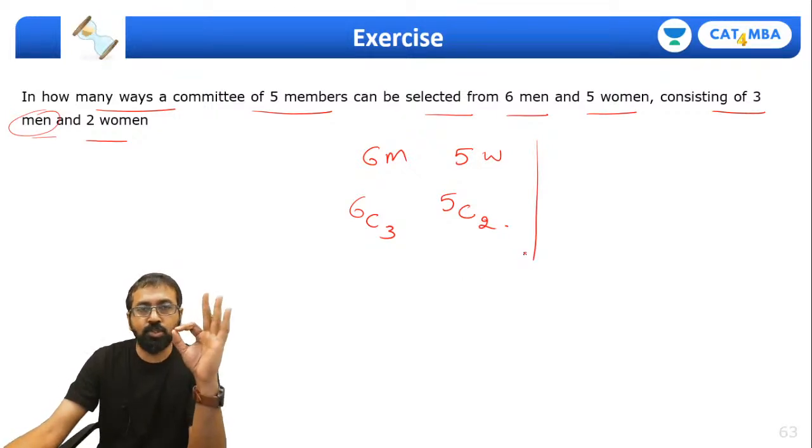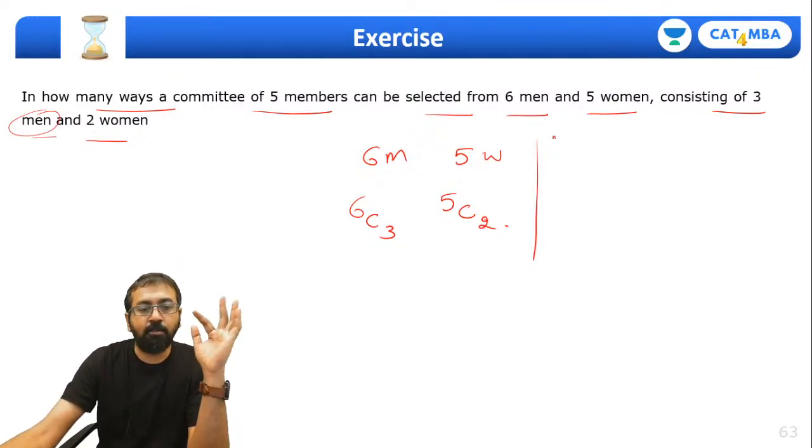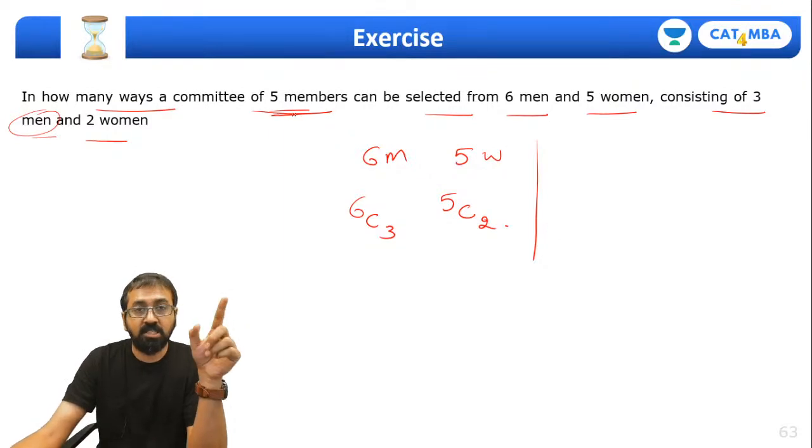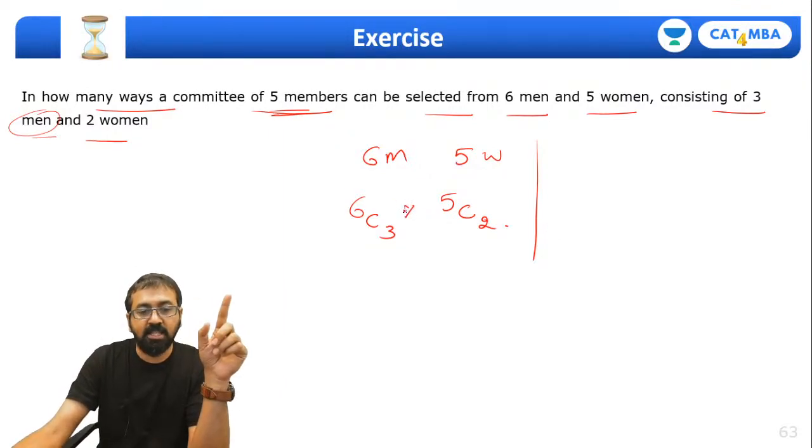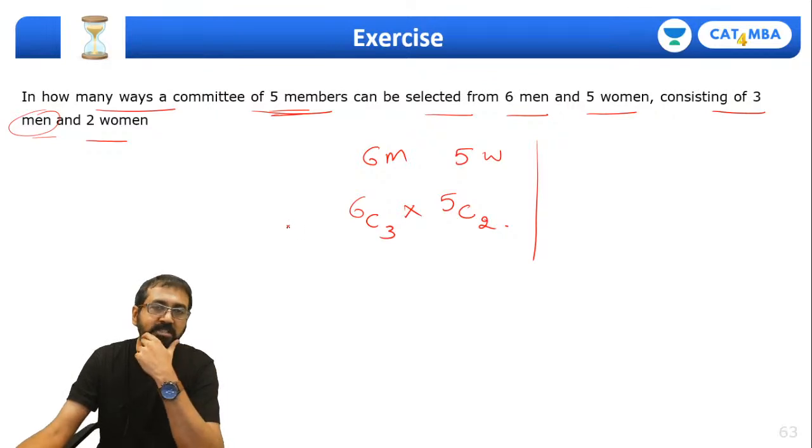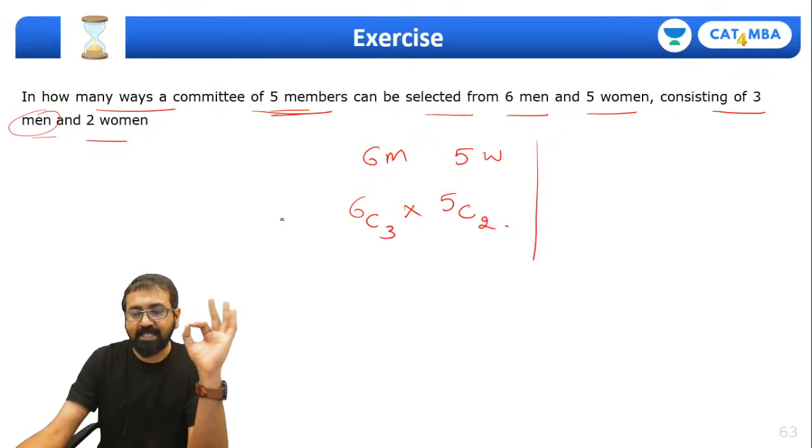But if I ask you this question, in how many ways can I form a committee of 5 members such that at least 1 woman is selected? At least 1 woman is selected. Now, can you tell me what will be the answer? Quickly do this calculation and type the answer in the chat box. Please do it.